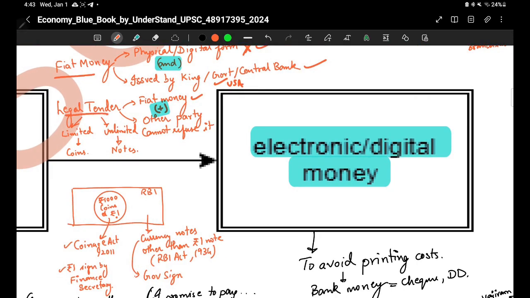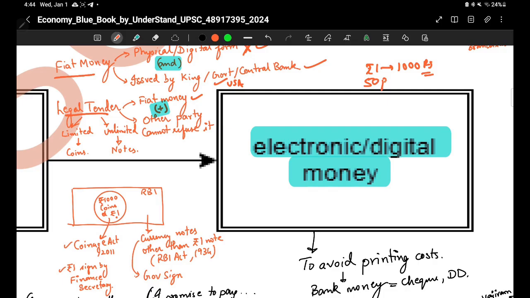Now in legal tender, there are two types: limited legal tender and unlimited legal tender. Limited legal tender includes coins. Now let's say you go to a shop, you want to buy an iPhone. Let's say the iPhone costs 1 lakh. You cannot give 1 lakh in one rupee coins. The shopkeeper can refuse taking it. There is a limit on how many coins you can give. That limit is governed by the Coinage Act. According to that act, you can give one rupee coins up to 1,000 rupees. That's all. After that, the shopkeeper can refuse you.